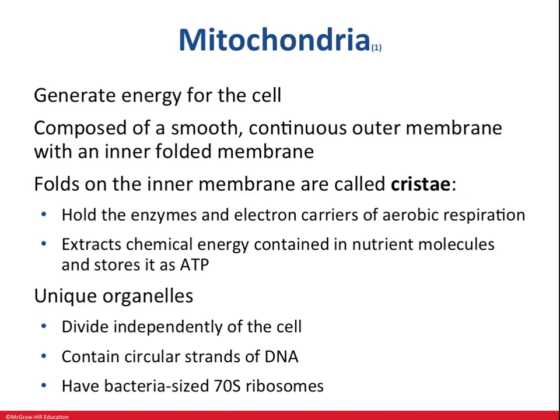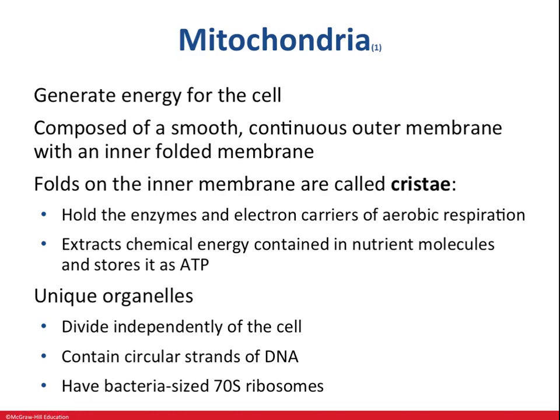The structure of mitochondria is a smooth continuous outer membrane with an inner folded membrane. So mitochondria has two membranes: one is the outer membrane, and inside there is the inner membrane. The inner membrane is much larger than the outer membrane, so the inner membrane had to be folded to be put inside of the mitochondria. The fold of the inner membrane is called cristae.